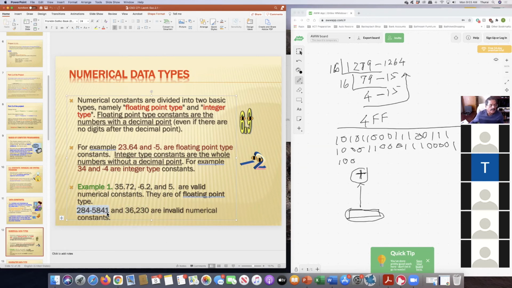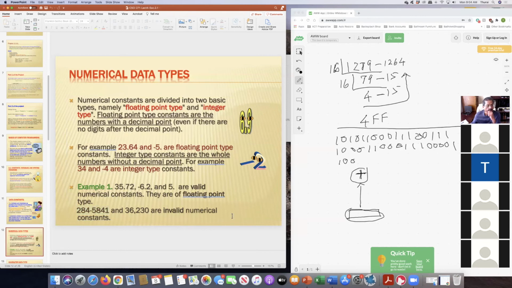If you need to write things like this as data, they will be called string type data, and you will be learning them in the 272 class, for those who are going on to 272, and that's beyond the scope of this class. So we will only be dealing with numerical constants and character constants in this class, not strings.